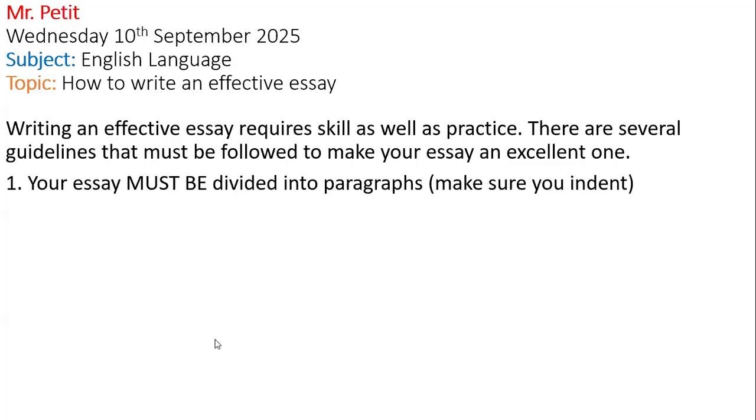Writing an effective essay requires skill as well as practice. There are several guidelines that must be followed to make your essay an excellent one. Your essay must be divided into paragraphs. Make sure you indent.